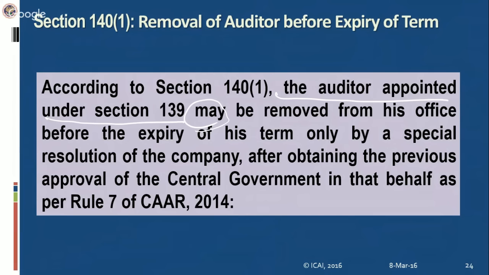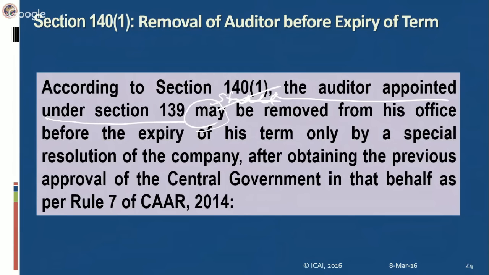I told you in my first lecture, and subsequently I have also been explaining, 2 words you have to use with caution. One is may and the other is shall. Whenever shall is used in any law, that is mandatory. That conveys the message that the provision is mandatory. So shall is always mandatory, whereas may is discretionary. Here we are not using the word shall. Shall would be wrong. He may be removed from his office.